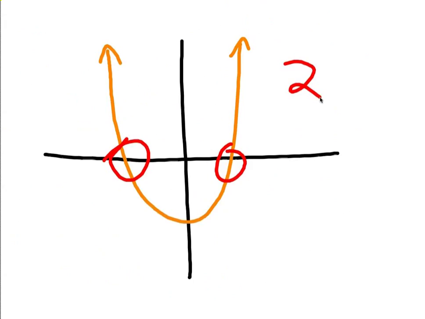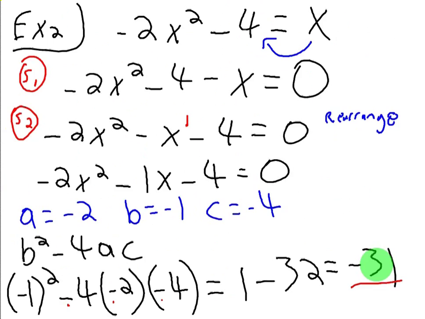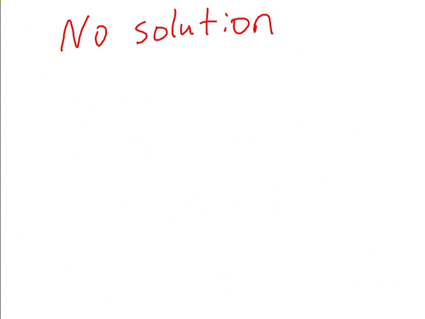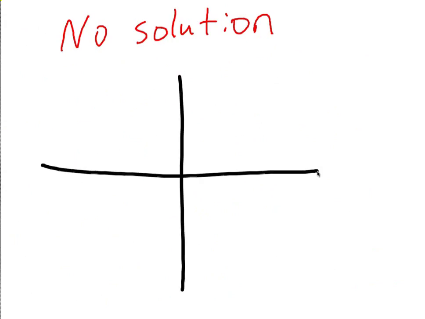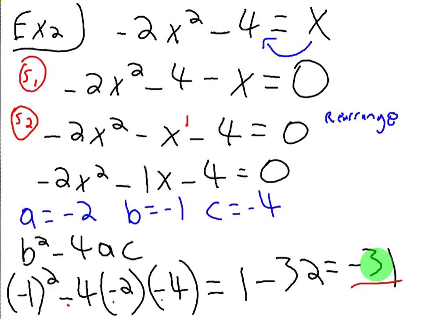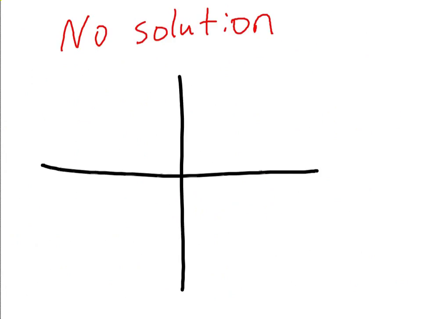The next example we looked at, we got a negative discriminant. We said it's no solution. What that would look like is the parabola is not going to cross at all. So it doesn't have an x-intercept. It has 0 solutions.